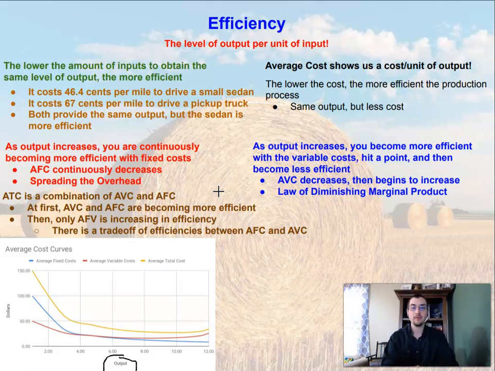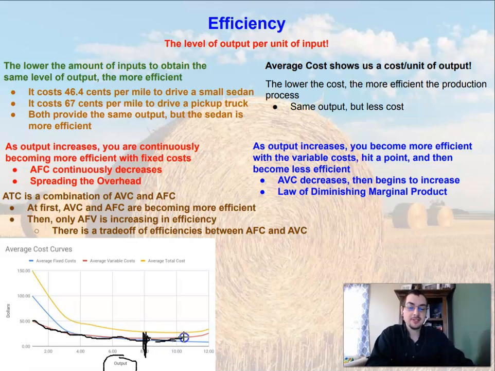We could produce more with the same amount of inputs, and then it hits that peak, and then it begins to fall off. It hits that peak, and then the output per unit of input begins to actually lessen. And that's what's going on here with this average variable cost curve, is that it's increasing in efficiency. Our cost per unit of output is decreasing. It's continuously decreasing. And then it hits that point right there at 8.1 units of output. And then it begins to increase.